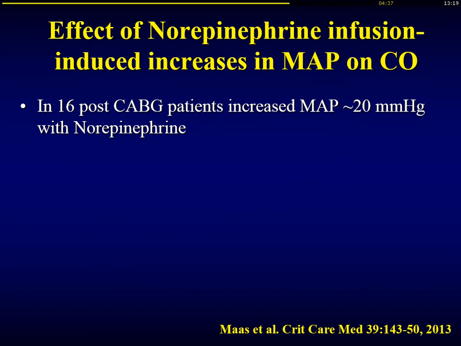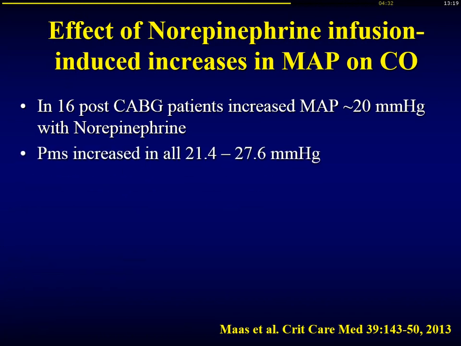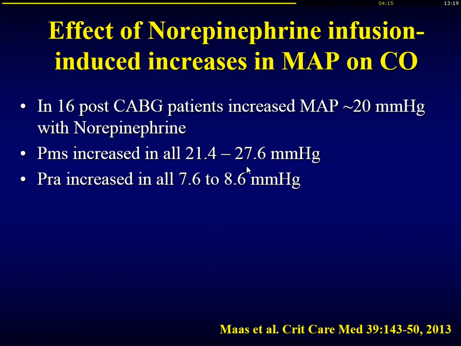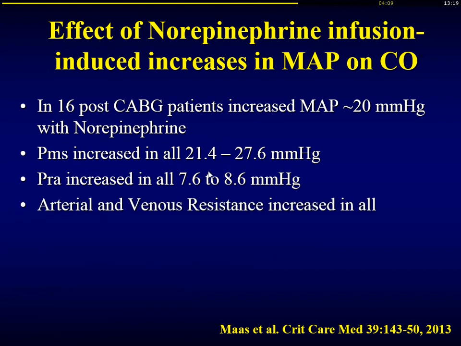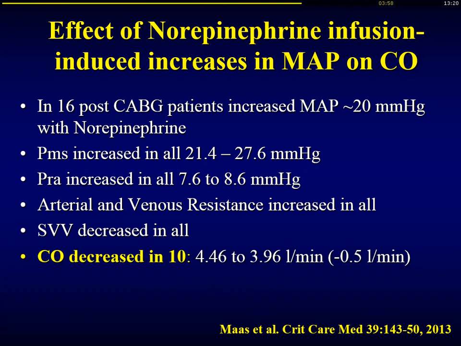We had 16 post-op patients, we increased their mean arterial pressure once they got into the ICU by 20 millimeters of mercury. In all of them, the mean systemic pressure increased from 21 to 27 because we'd increased venomotor tone. Of course, you'd expect that. Right atrial pressure also increased slightly, as you would also expect, because of the increase in venous return. And you'll note that the pressure gradient for venous return, which is the difference between mean systemic pressure and right atrial pressure, went up a lot. Arterial and venous resistances increased in all because we gave a vasoconstrictor. Stroke volume variation decreased because we had given volume in the sense of the norepinephrine.